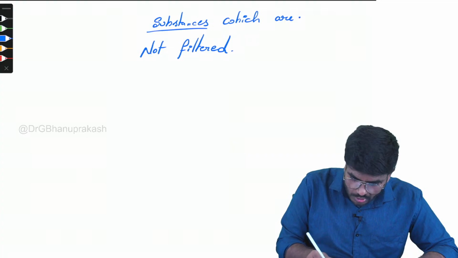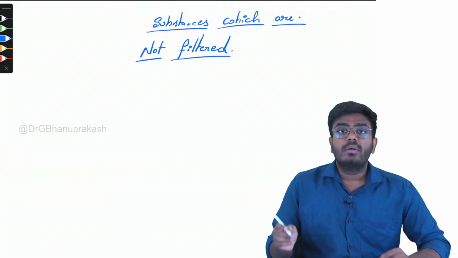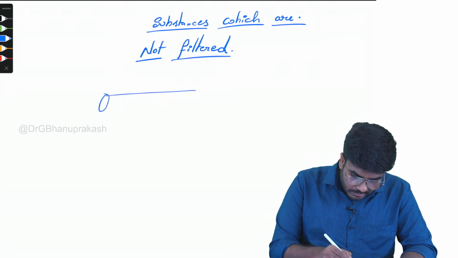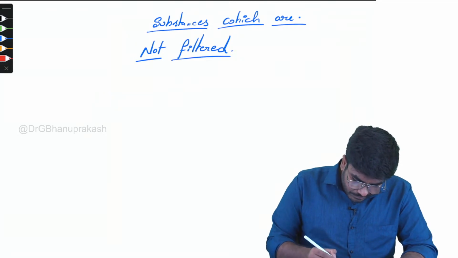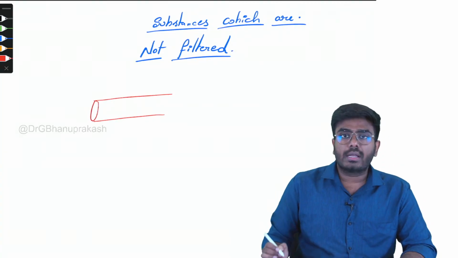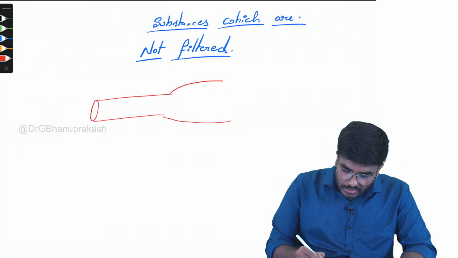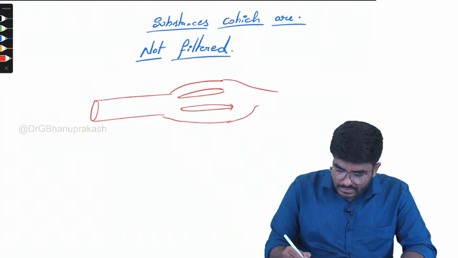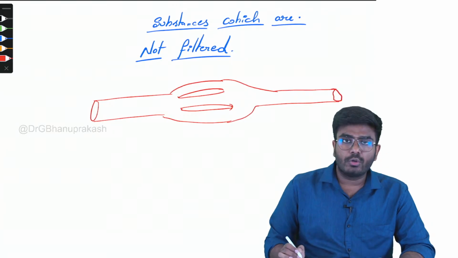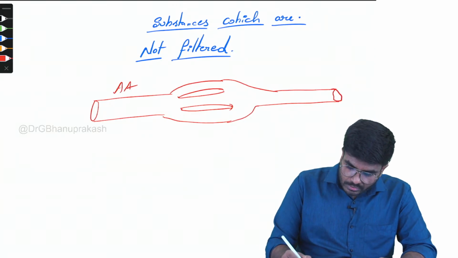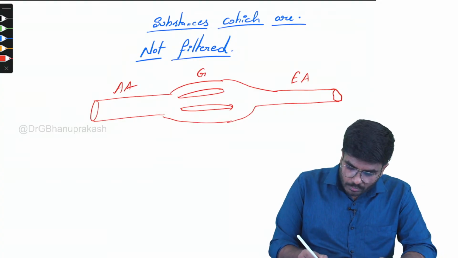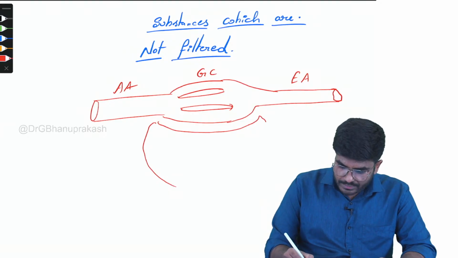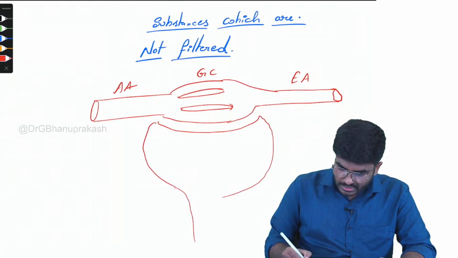The substances which are not filtered. Now, blood is coming via afferent arterioles. Let me show you with a different color. Take this as the afferent arteriole. Here are the glomerular capillaries, and this is the efferent arteriole. This is the afferent arteriole, here it is the efferent arteriole. These are the glomerular capillaries. So here is our Bowman's capsule, the first part of the nephron.